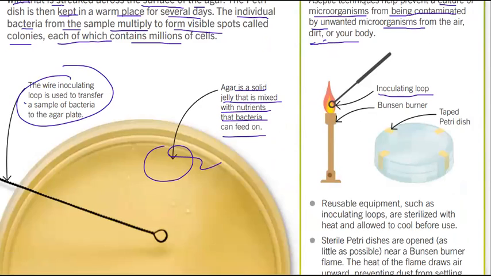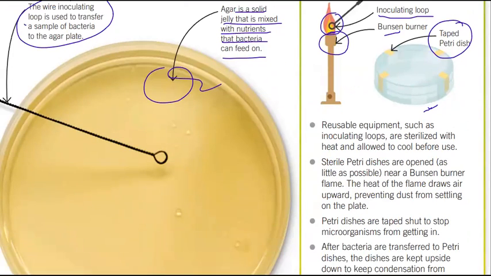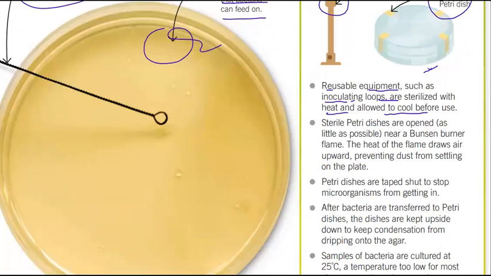Inoculating loop here, this is Bunsen burner, tapped petri dish, this is... Reusable equipment such as inoculating loops are sterilized with heat and allowed to cool before use. And sterile petri dishes are opened near a Bunsen burner flame.